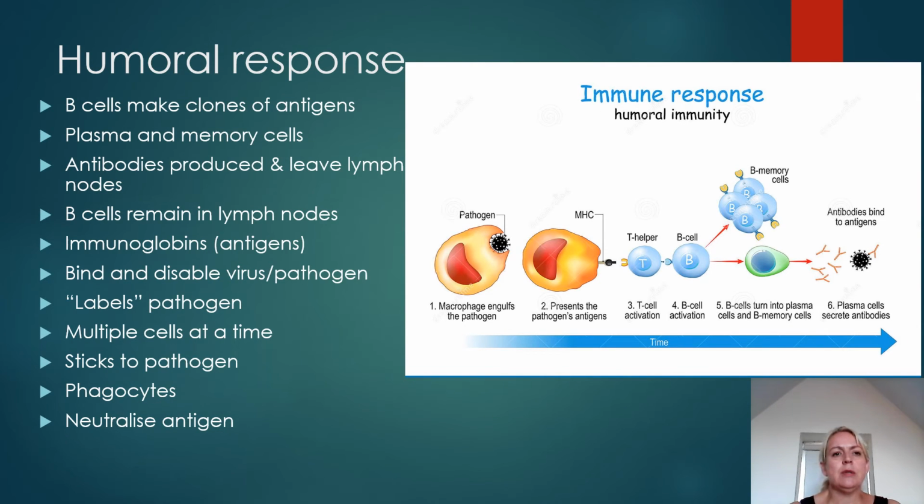Humoral response. B cells make clones of antigens. These are made up of plasma and memory cells.